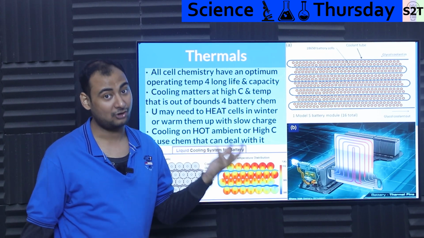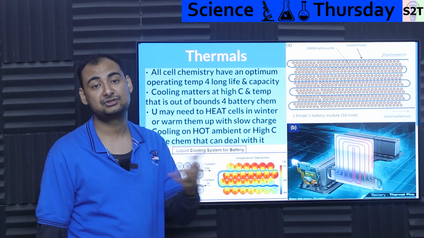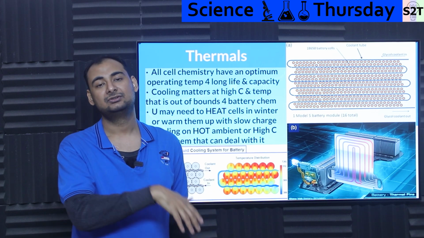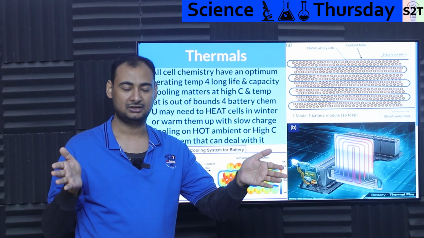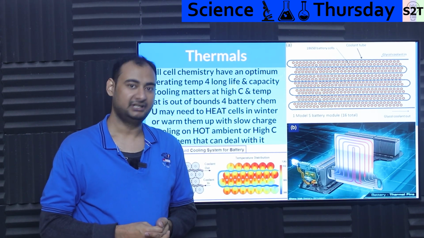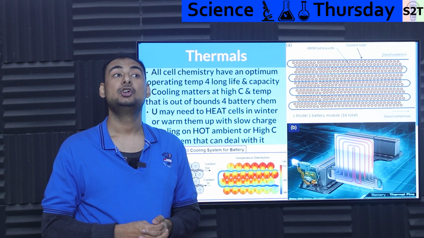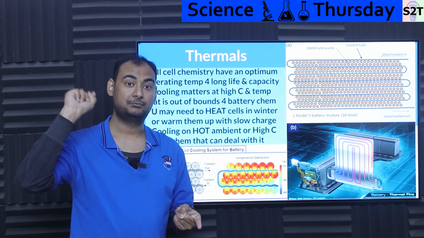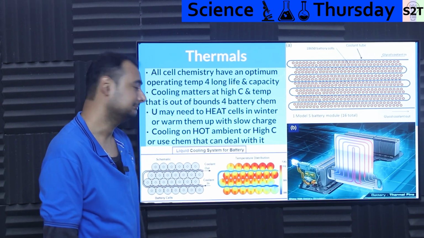Another aspect is cooling at hot ambient temperatures, again needed for India and high C users, or you can choose a chemistry that can deal with it. For example, going from high energy density to a safer chemistry ironically also improves the temperature zone. For example, lithium titanate is freakishly weird, meaning it can handle almost minus 30 degrees Celsius to 70 degrees Celsius, and some of the mix can go minus 50 to plus 70. It has that kind of range. So you can choose that.